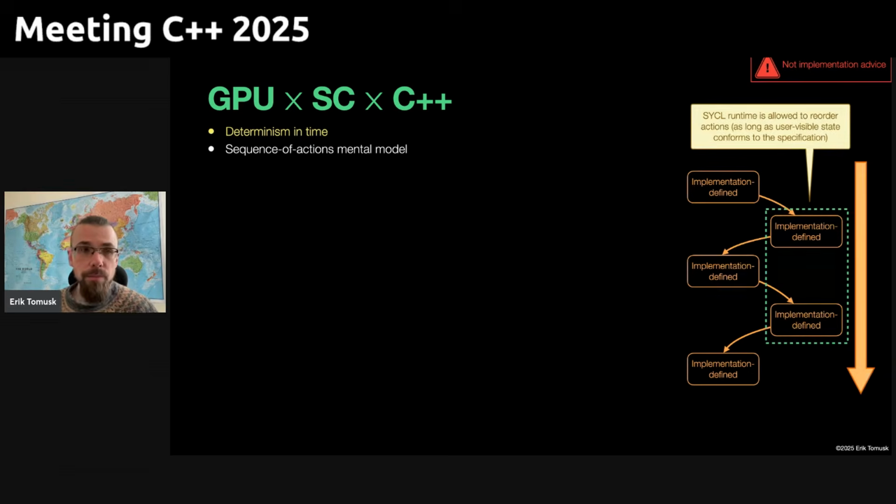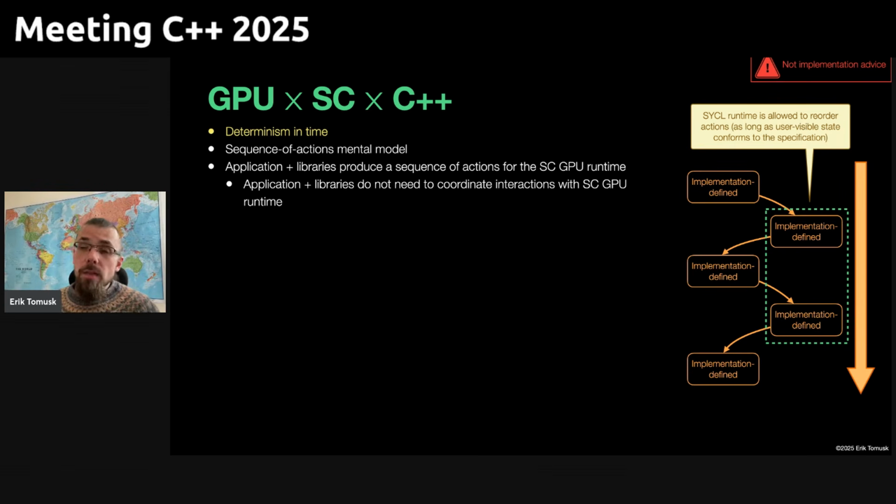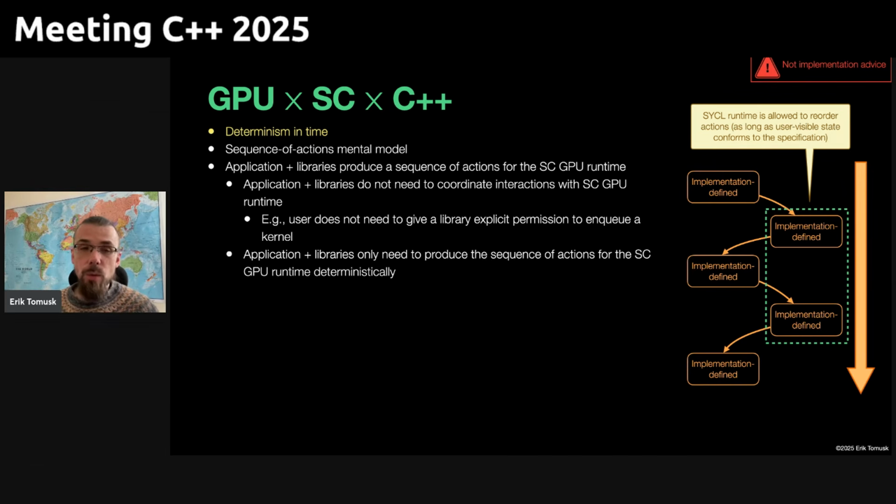Determinism in time. And this is where the mental model I've suggested of SYCL as a sequence of actions really helps. So we can think about an application and its libraries producing a sequence of actions for a GPU runtime to consume. The application and the libraries don't need to coordinate on what sequence they're producing. All they need to do is produce the same sequence every time.